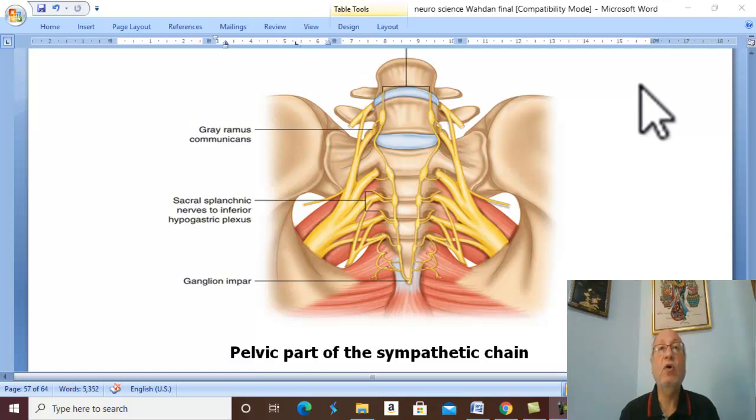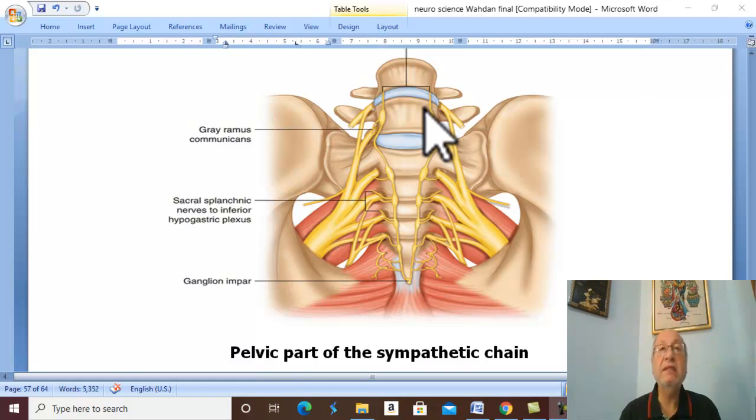Autonomic supply of the pelvis. First of all, we can divide autonomic supply to the pelvis into sympathetic supply, parasympathetic supply, and autonomic nerve plexuses in the pelvis. First of all, sympathetic supply of the pelvis.